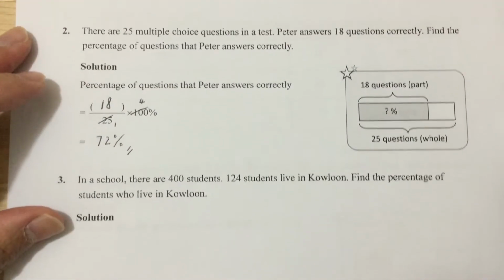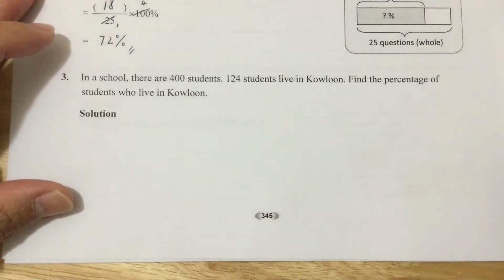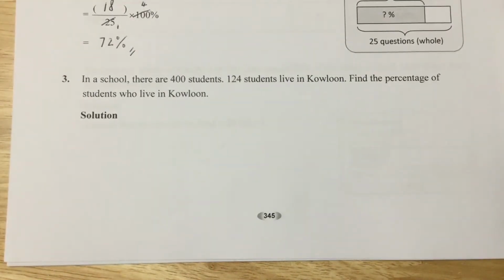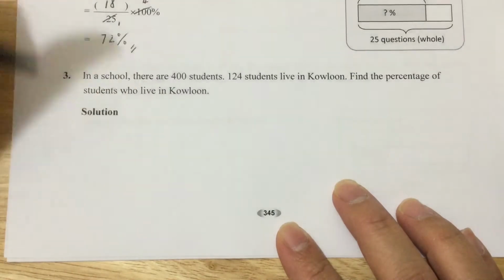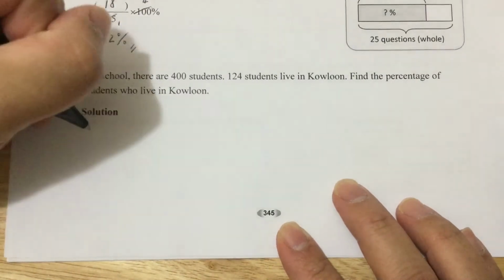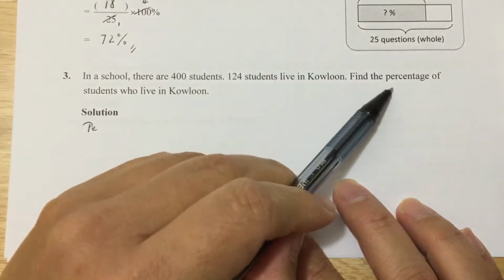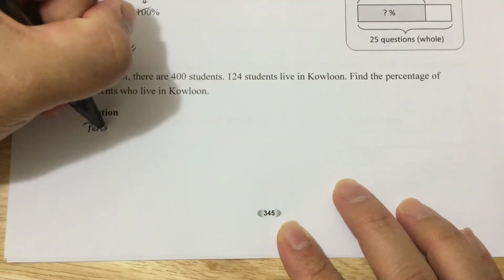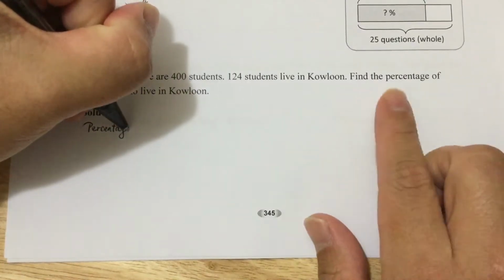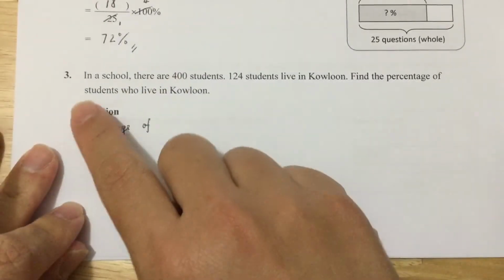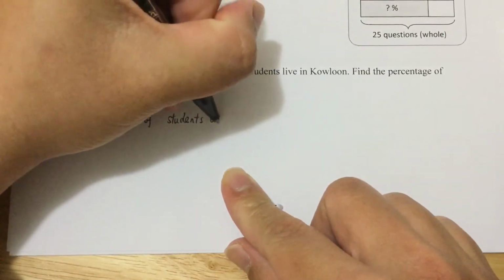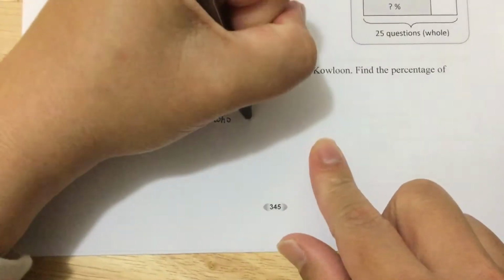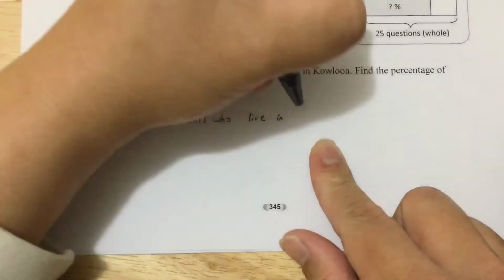Okay, now for question 3. Once again, in a school, there are 400 students and 124 students live in Kowloon. Find the percentage of the students who live in Kowloon. Because this is an application problem, we must write down the heading. The heading is the percentage, so shall we just copy here: percentage of the students who live in Kowloon.